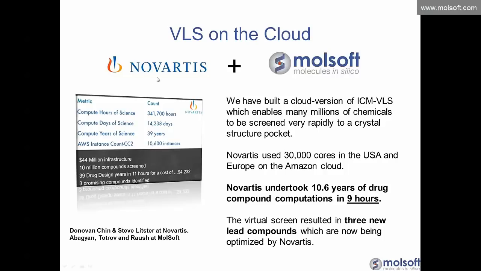Back about 3 years ago, maybe more than that actually now, we did a collaboration between Novartis and Molsoft. We did the world's largest ever virtual screen. Novartis, led by Donovan Chin and Steve Litster, undertook what they calculated as 10.6 years of drug compound computation in only 9 hours by using 30,000 cores on the Amazon cloud in the USA and Europe. This resulted in three new lead compounds, which are now being optimized by Novartis.